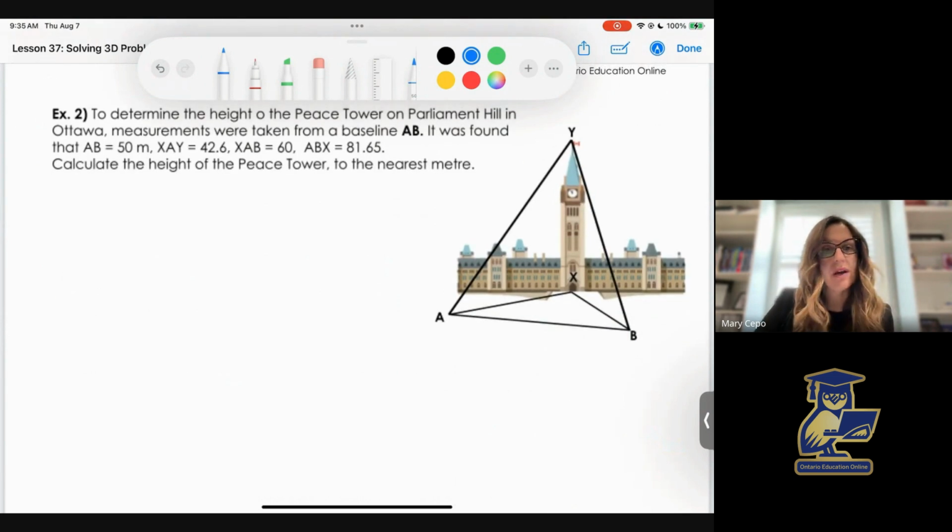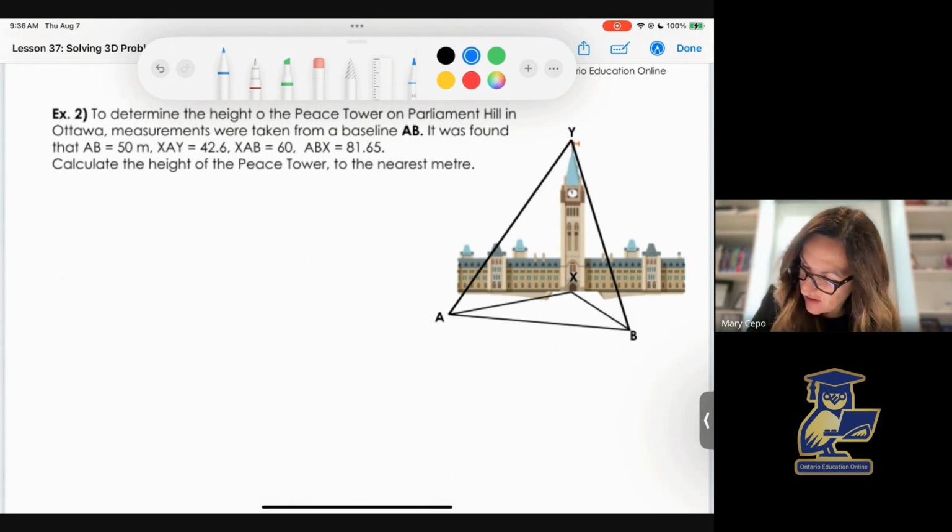To determine the height of the Peace Tower on Parliament Hill in Ottawa, measurements were taken from a baseline AB. It was found that length AB is 50 meters, angle XAY is equal to 42.6 degrees, angle XAB is equal to 60 degrees, and angle ABX is equal to 81.65 degrees. Calculate the height of the Peace Tower to the nearest meter.